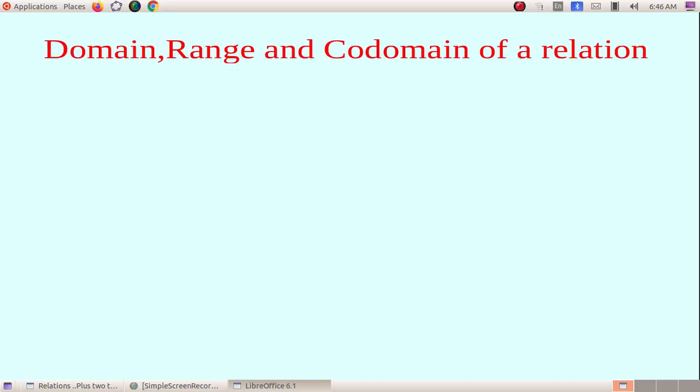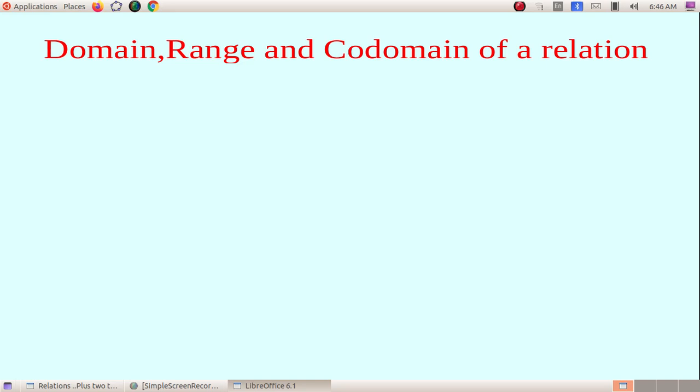Clear? Now, there are 3 terms which are closely related to every relation. Very important terms. That is, one, domain, second, range, and the third one, codomain of a relation. All these things are learned in 11th standard, so I don't go into the details of these, just to mention here.